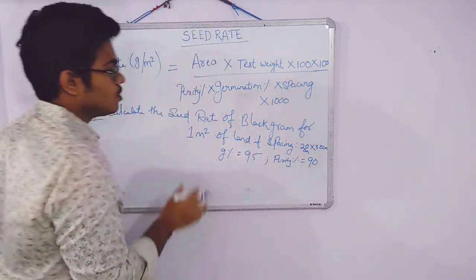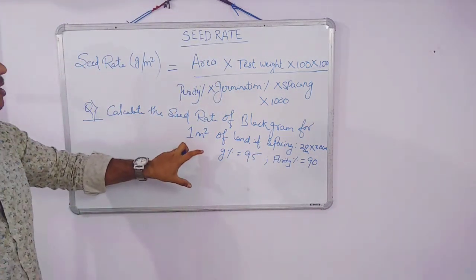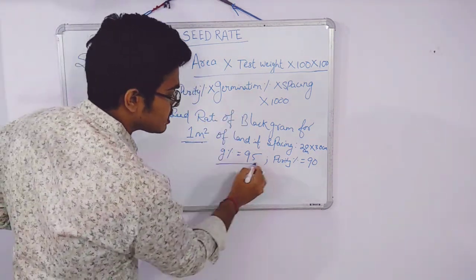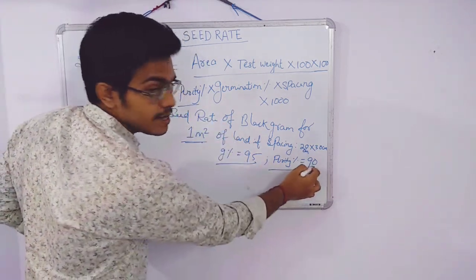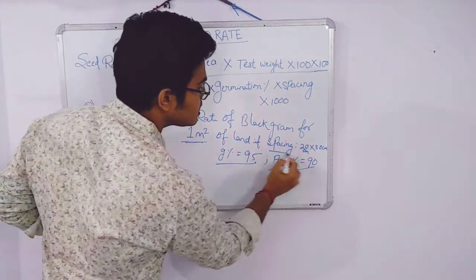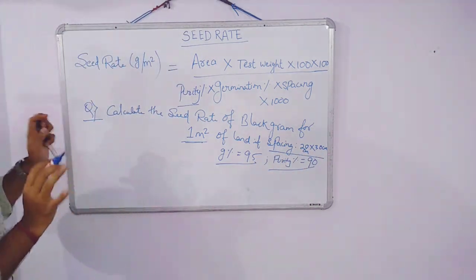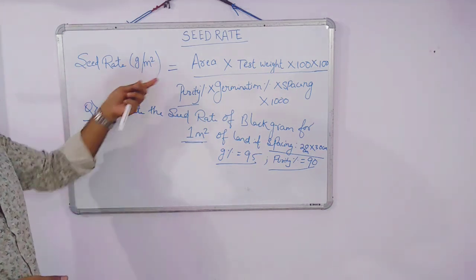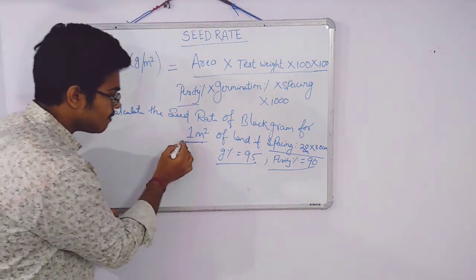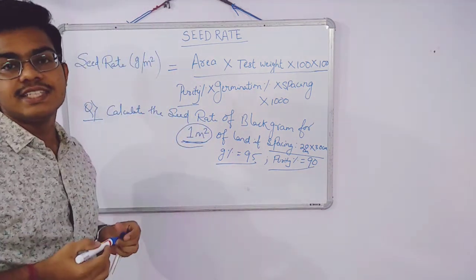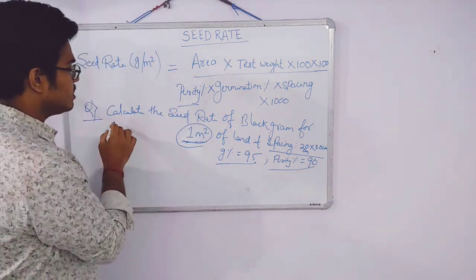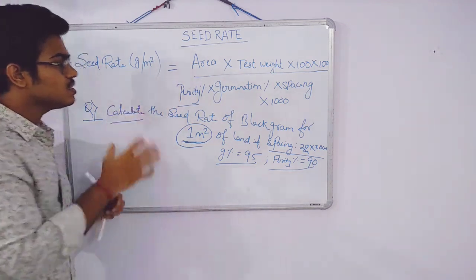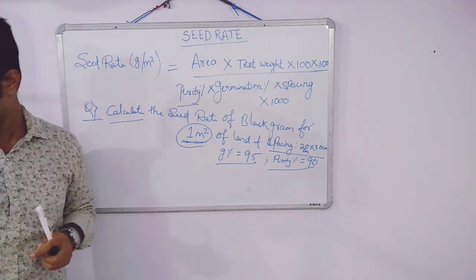See, this is the question where we have the area of 1 meter square. Here germination percentage is 95 and purity percentage is 90. We have all the data and we have the spacing also, 20 into 30 cm. So now it's only putting the formula and getting the answer. This is how we can solve the seed rate in gram per meter square. We have to look at the area that is given. If it is given in meter square, and it is asking for meter square, we have to calculate using this formula.